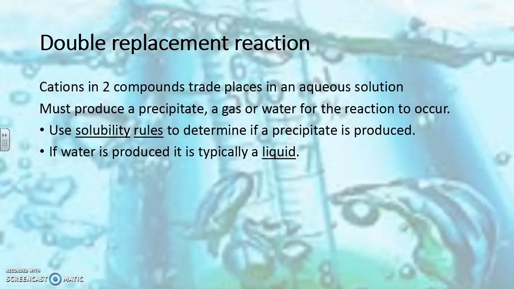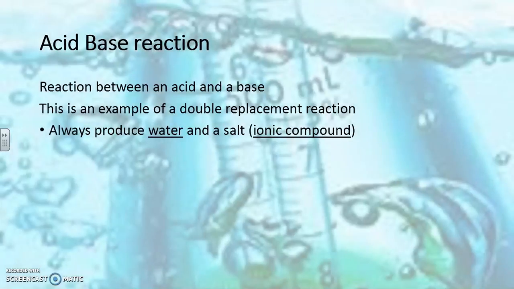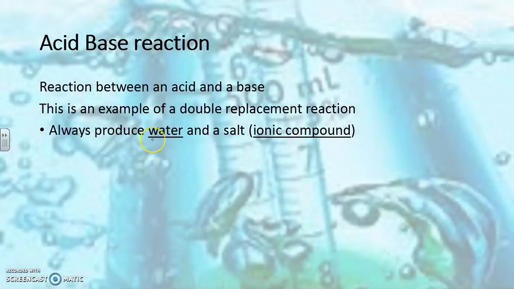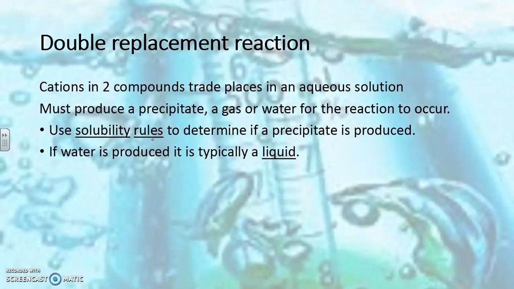All right, in a double replacement reaction, you have two things swapping places. It has to produce a solid, it has to produce a gas, or it has to produce water for the reaction to occur. You will use your solubility rules to determine if the precipitate is produced. And if it's water that's produced, typically it's going to be a liquid. Okay, an example of that, I'll go through that in class with you.